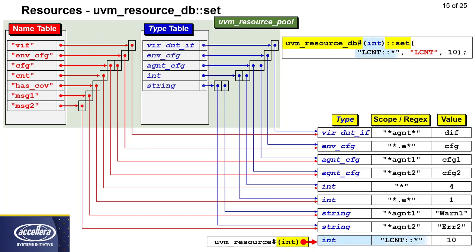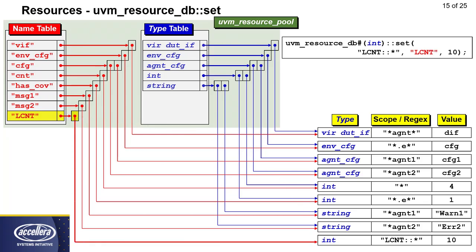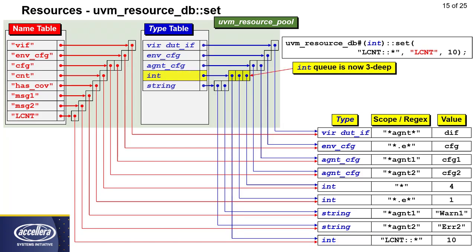Now let's use the UVM resource DB set command to create an int-typed UVM resource with an unusual scope argument. This resource will store the int type, the lcount: scope regular expression, and the integer value 10. This resource will be stored at the lcount string location in the name table, which will create a new UVM queue, and the int-typed resource handle will be pushed onto the queue. This same resource will be stored at the int-type location in the type table, which will push the int-typed resource handle onto the existing int-type queue. Note that in this example, the int-type queue in the type table is now 3 deep.